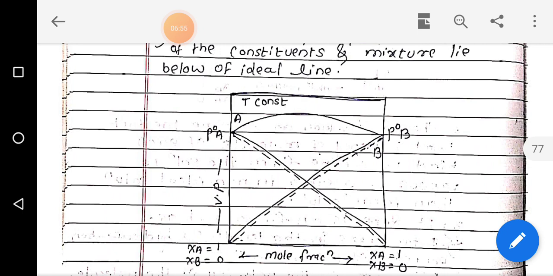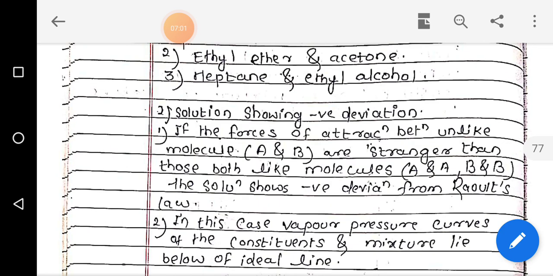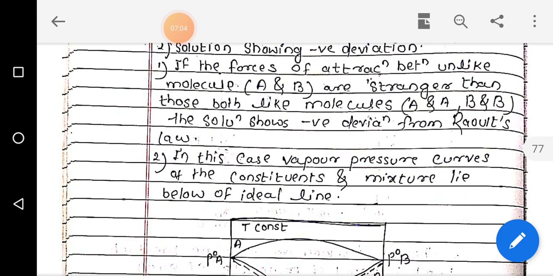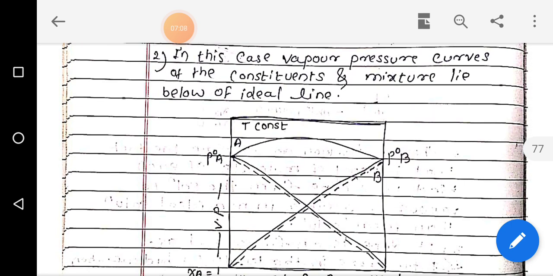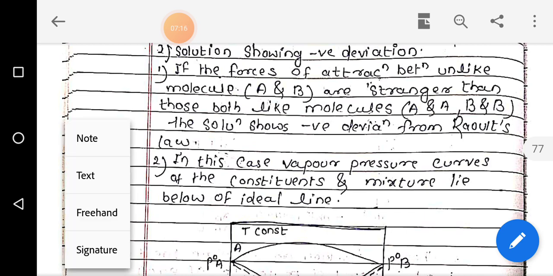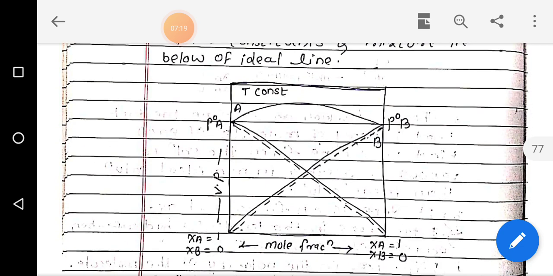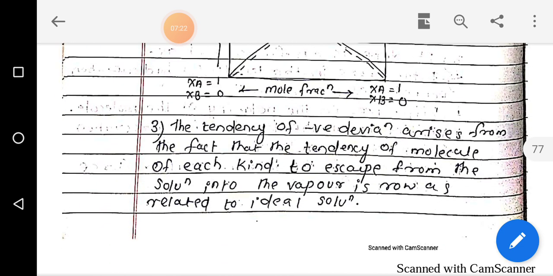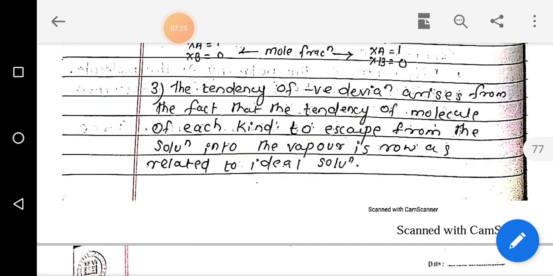So we draw this and we get the curve of positive deviation. Positive deviation means the curve is above the ideal line. When the forces of attraction are stronger, we indicate it with lines below, and it is called negative deviation. The tendency of negative deviation arises from the fact that the tendency of the molecules of each kind to escape from the solution into the vapor is lower as related to ideal solutions.